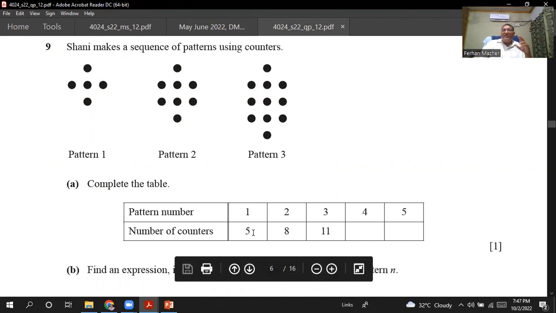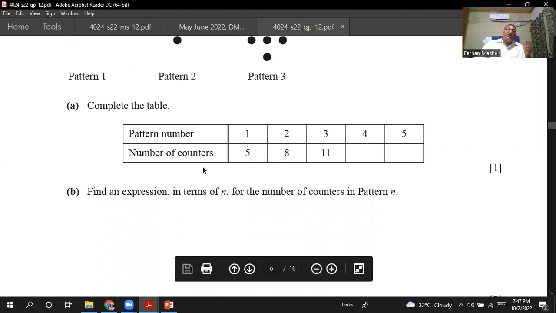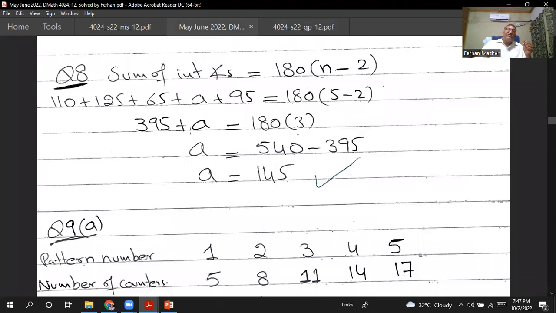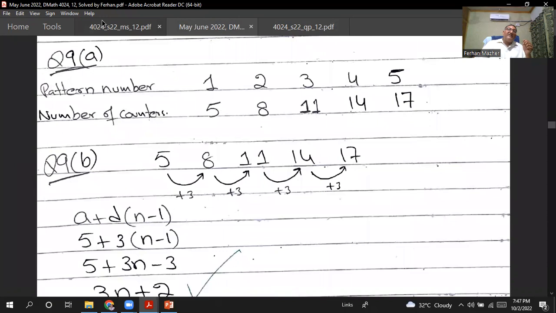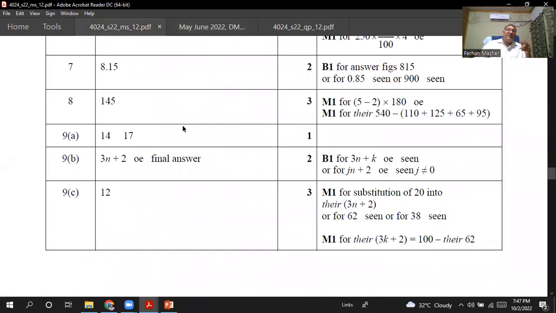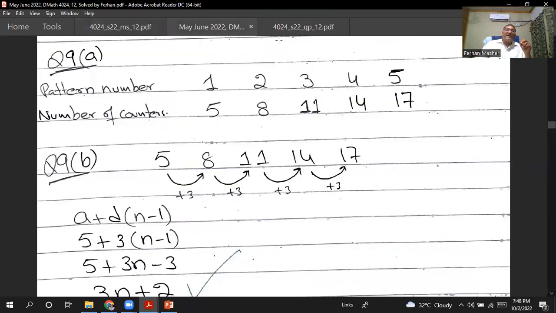If you look at this sequence, 5, and then you add 3, you get 8. To 8, you add 3, you get 11. Then to 11, you add 3, you get 14. And to 14, you add 3, you get 17. So this is how you will complete this table. Let me show you, I have done this. So this is the part, and let's check the answers for 14 and 17. So our answers are right.